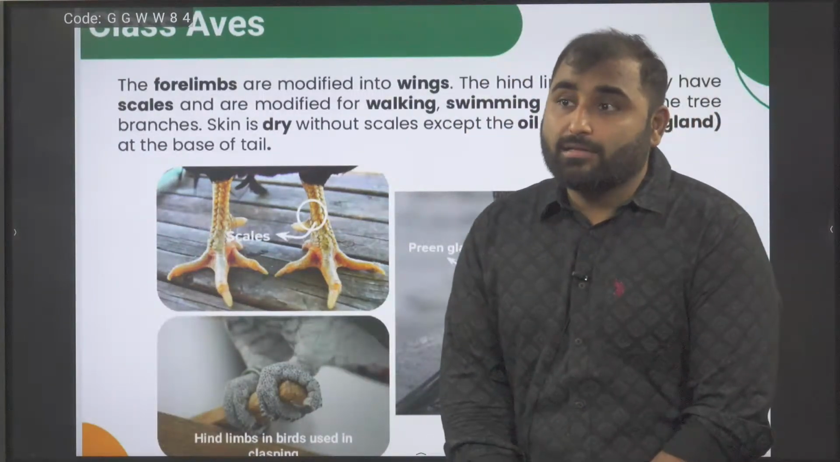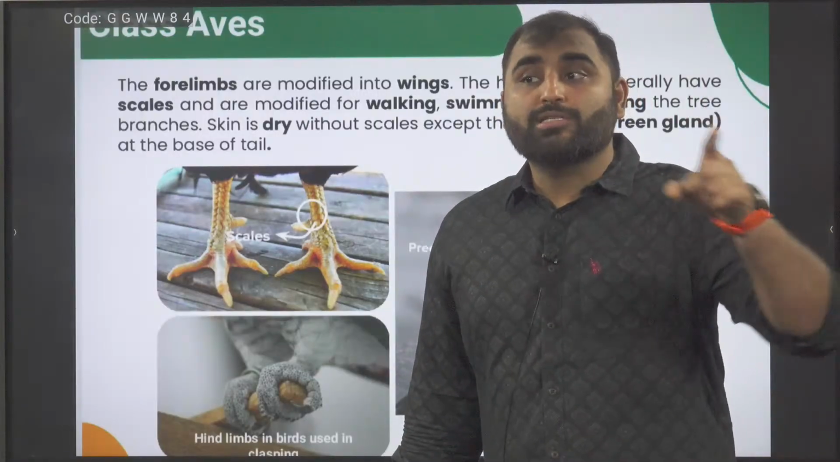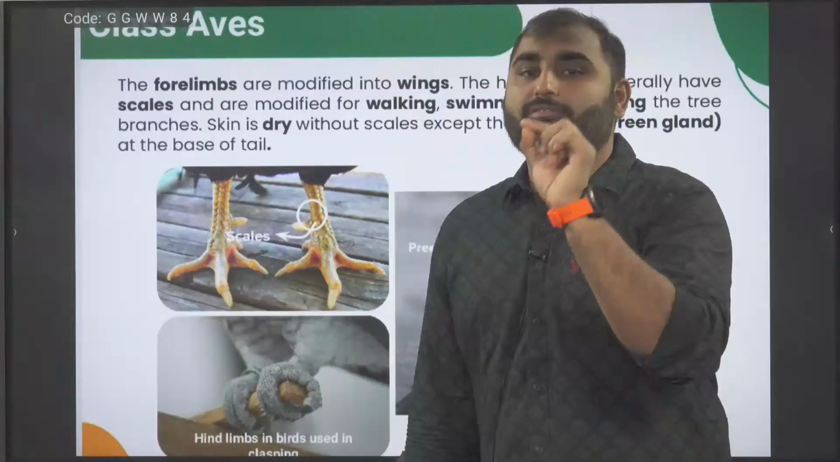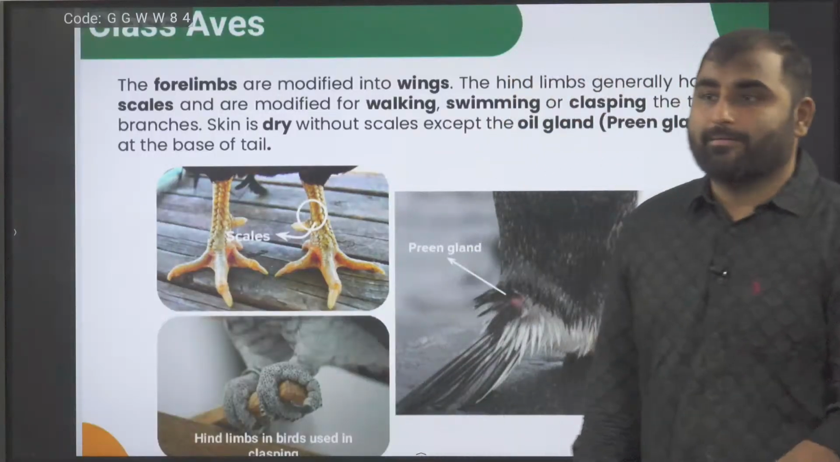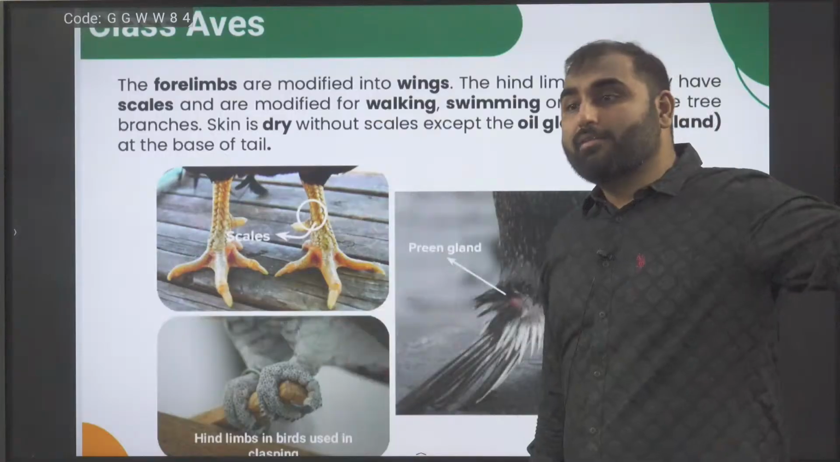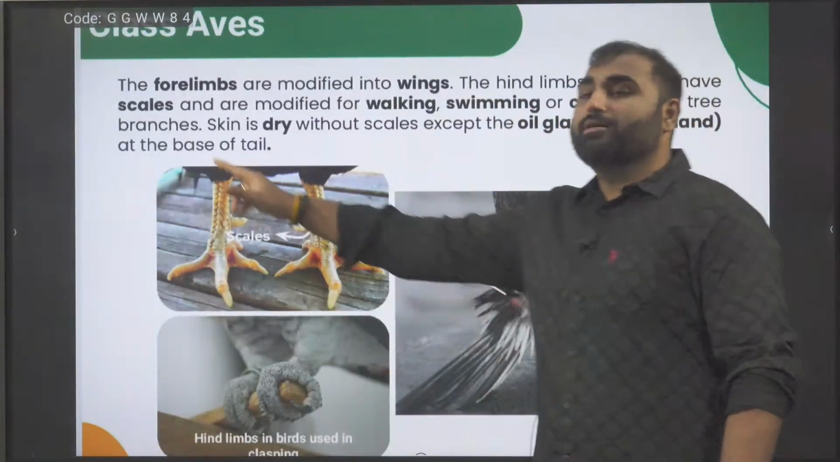And scales are the feature of reptiles. So it shows the reptilian ancestry. They are coming from the reptiles. That's why scale is a feature which is present on their skin, right? And one more thing, their skin is also dry. Reptile skin was also dry. So the hind limbs generally have scales.